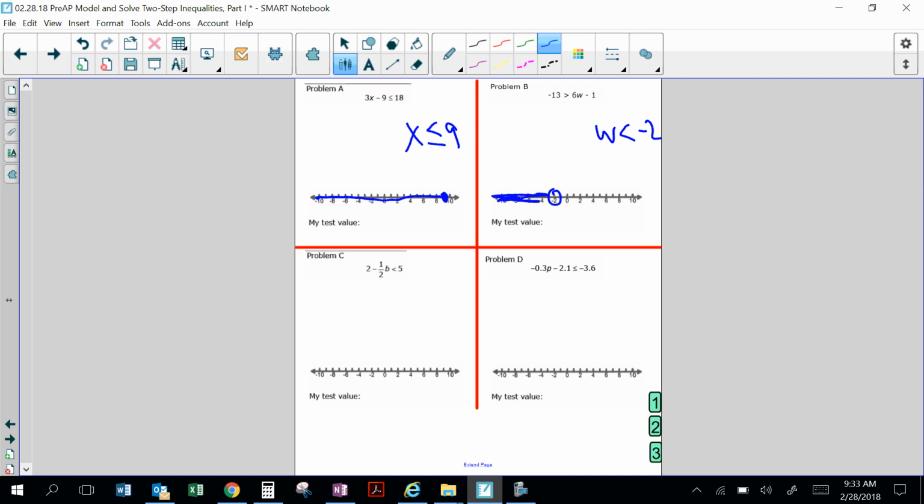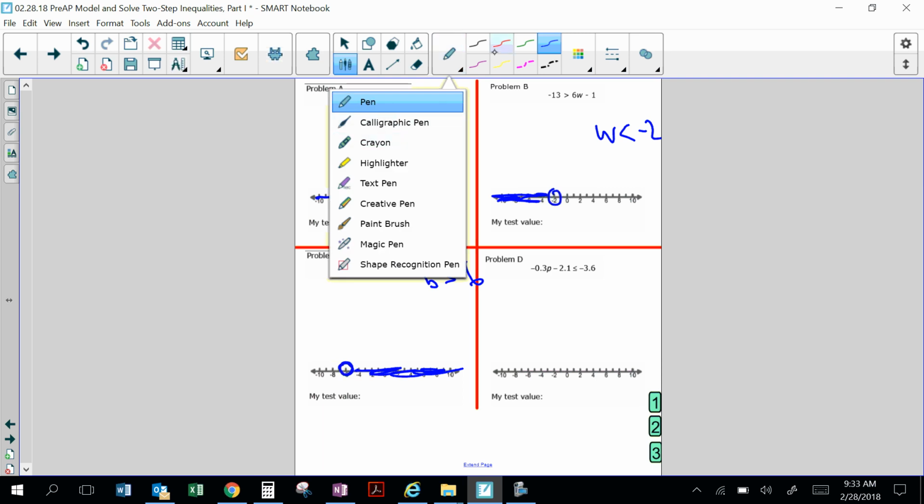Number C is b is greater than -6. So I did an open dot for -6. I highlight the numbers that are greater than it. Why is this flipped around? Do you see how that negative's in front of the b? So let's go over this one, because I know some of you may have questions on this one.